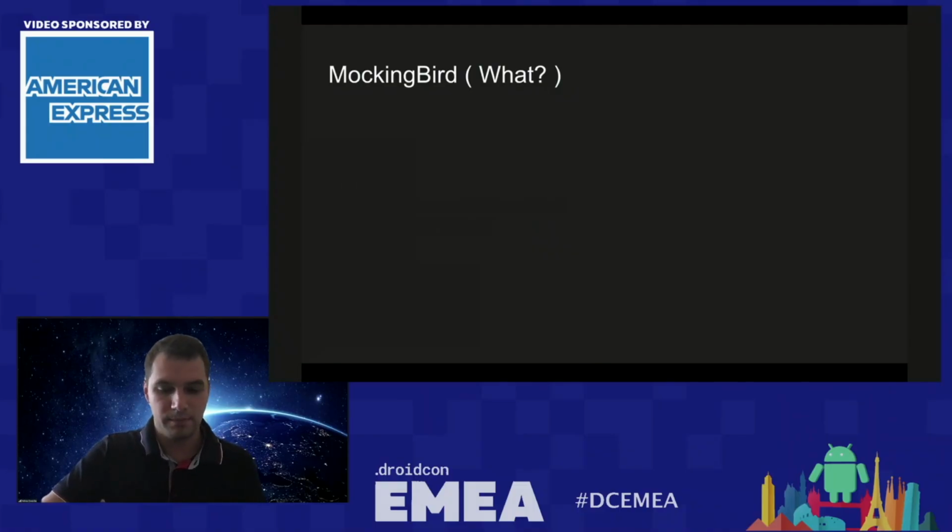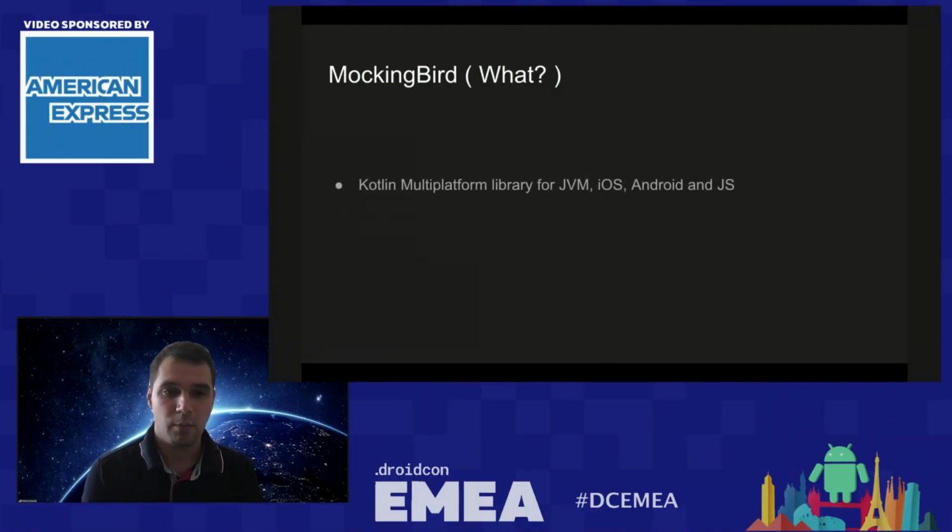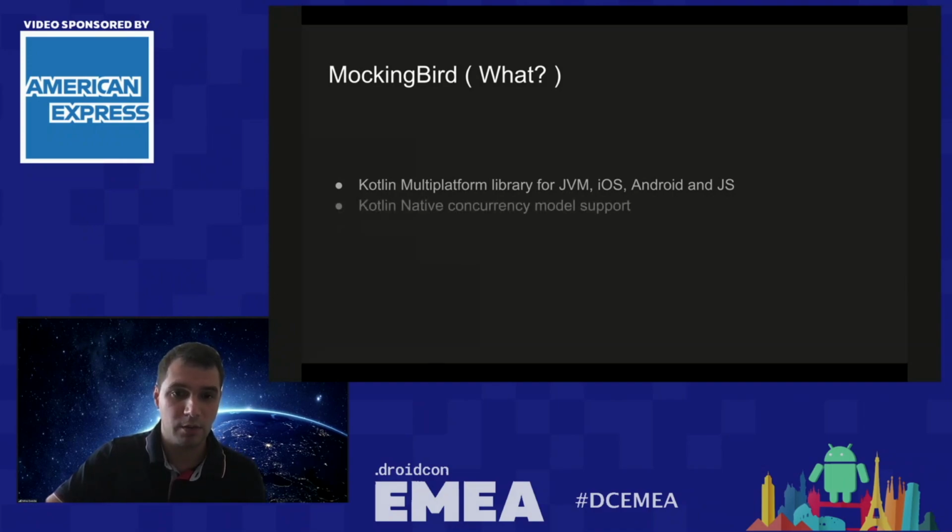So what we did is create this library, which is a Kotlin Multiplatform library. It's running on JVM, iOS, Android, and JavaScript. The other point we wanted from this library is to support the Kotlin native concurrency model. Since this is one of the main differences between the JVM world and the Kotlin native world, we need this library to support this new model.